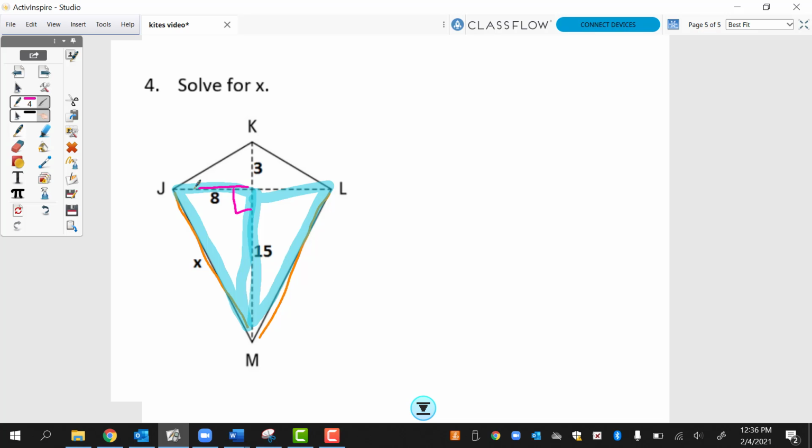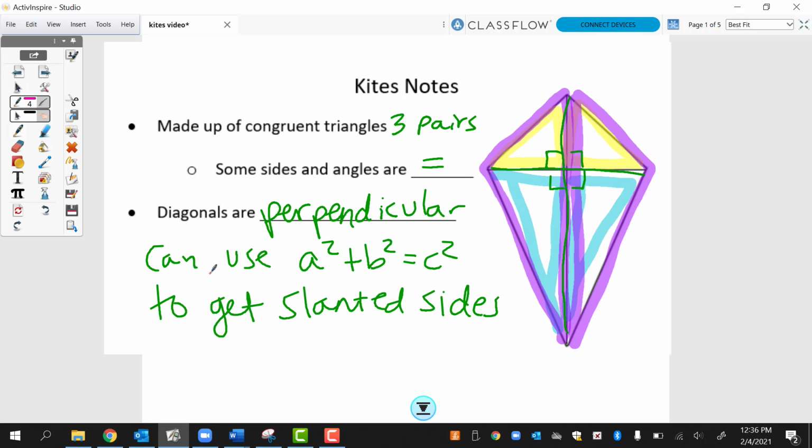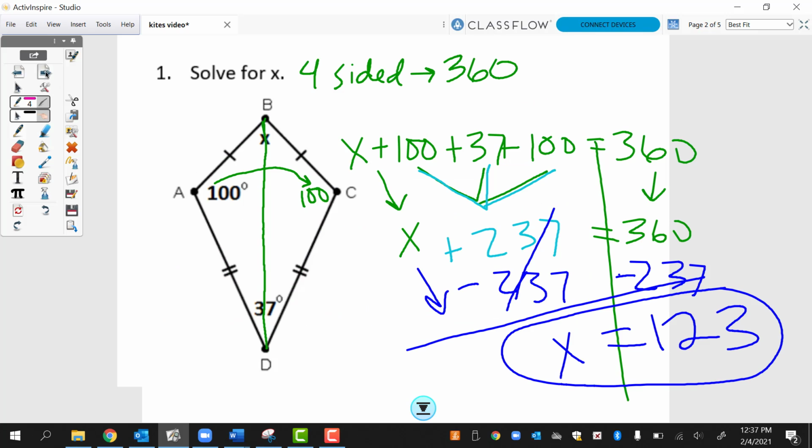this right here, this is a right triangle. And I know that one of the sides is 8 and one of the sides is 15 and the last side is X. So if I look at my properties we wrote at the beginning, it says we can use a squared plus b squared equals c squared to get the slanted side. So when I say slanted, I'm talking about these. Those are slanted. Okay, so we're going to use the Pythagorean theorem.